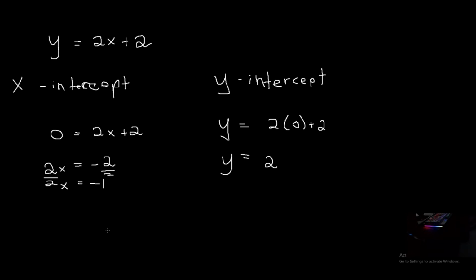Now it's very important we rewrite our coordinates: where my x is negative 1, my y is 0, and where my y is 2, my x is 0. Remember, when we write coordinates, the first number refers to my x coordinate, and the second one refers to my y coordinate.